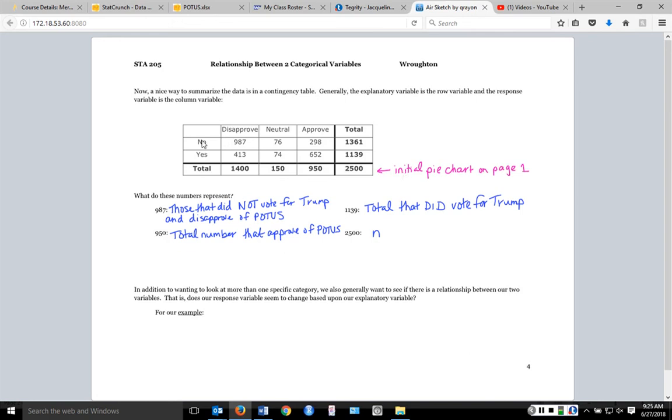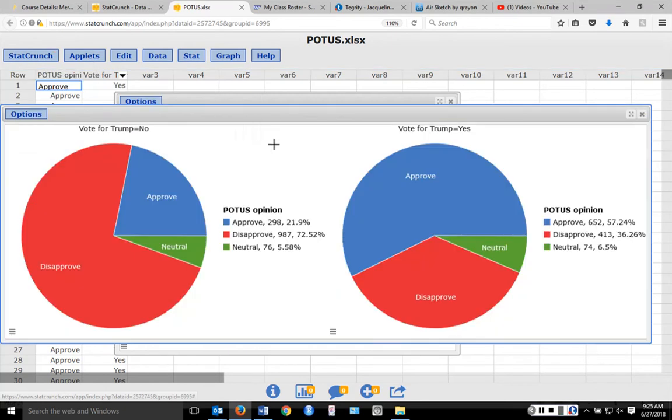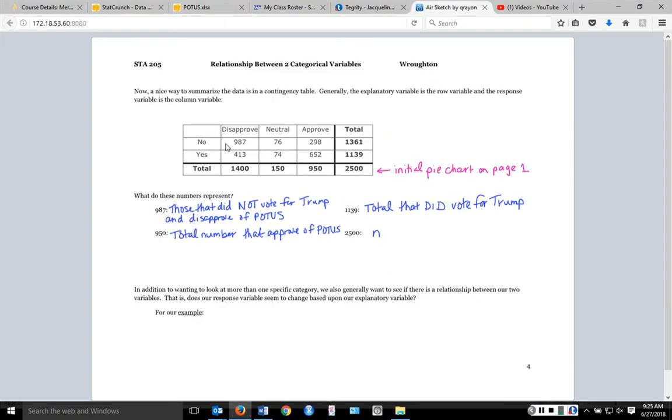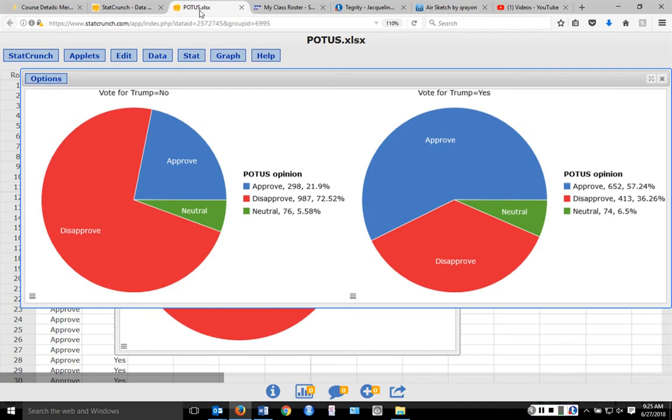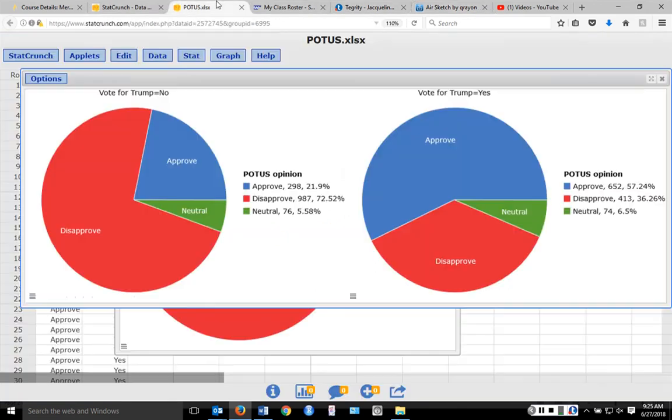All right, so for these other numbers, this 987, the 76, the 298, the 1361, these we saw as well. More specifically, we saw those when we had the 2 different pie charts. So here's those that did not vote for Trump. We had the 987 disapprove, 76 being neutral, and the 298 approving. So these are my same numbers that I see in my first row. The 1361 was what we got when we added up those 3 numbers.